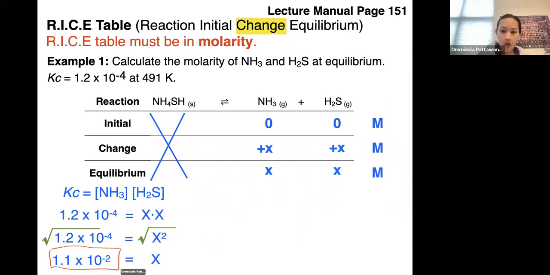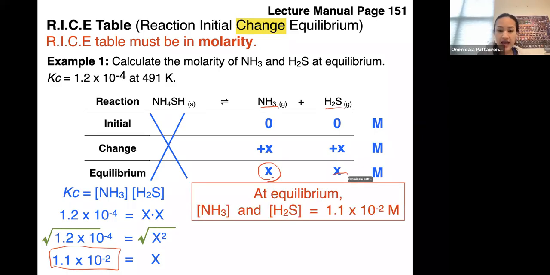Since x is equal to the concentration at equilibrium of these two species, we can say that the concentration at equilibrium for ammonia and for hydrogen sulfide is going to equal 1.1 times 10 to the negative 2 molar. Okay, so don't forget the unit.